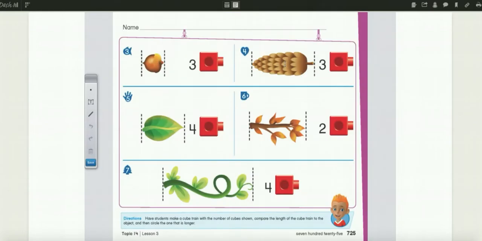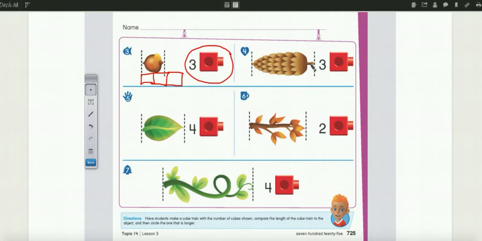So we're going to compare the length, and we're going to circle the one that is longer. So here we have an acorn, and we have 3 cubes. So let's see which one is longer. 1, 2, 3. The cube train is longer, so we're going to circle it.